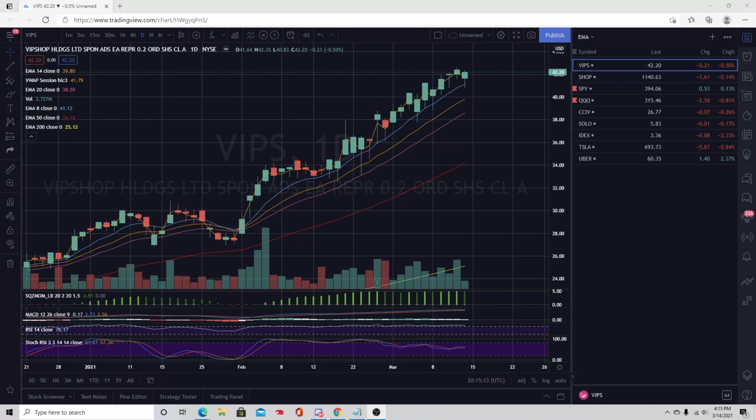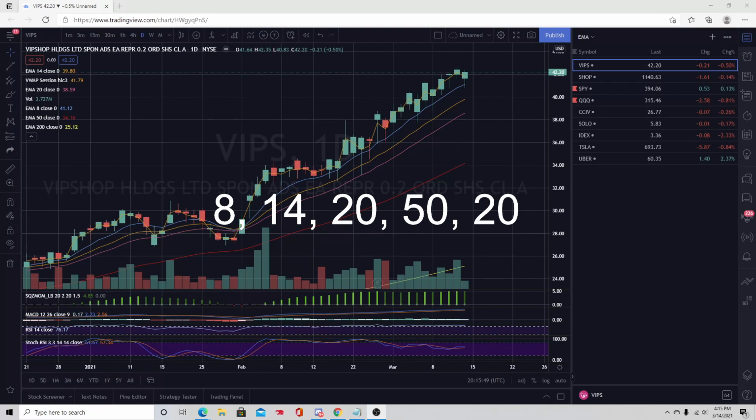I use EMAs on every single time frame and for every type of trading that I do. Using this EMA strategy, you should be able to scalp like a pro, swing trade with confidence, day trade like never before. And I believe implementing this strategy will completely change the way you view a chart and execute your trading. I use 5 different EMAs: 8, 14, 20, 50, and the 200 EMA.